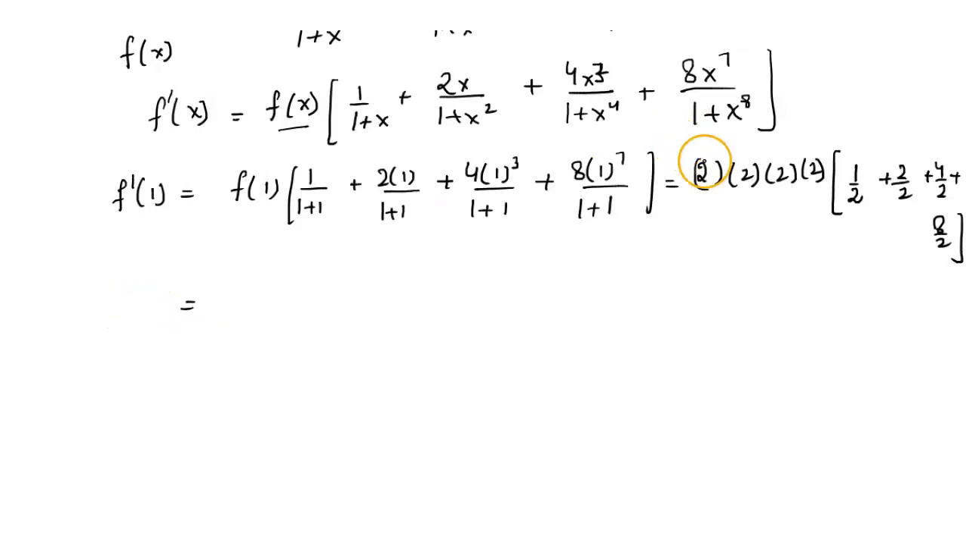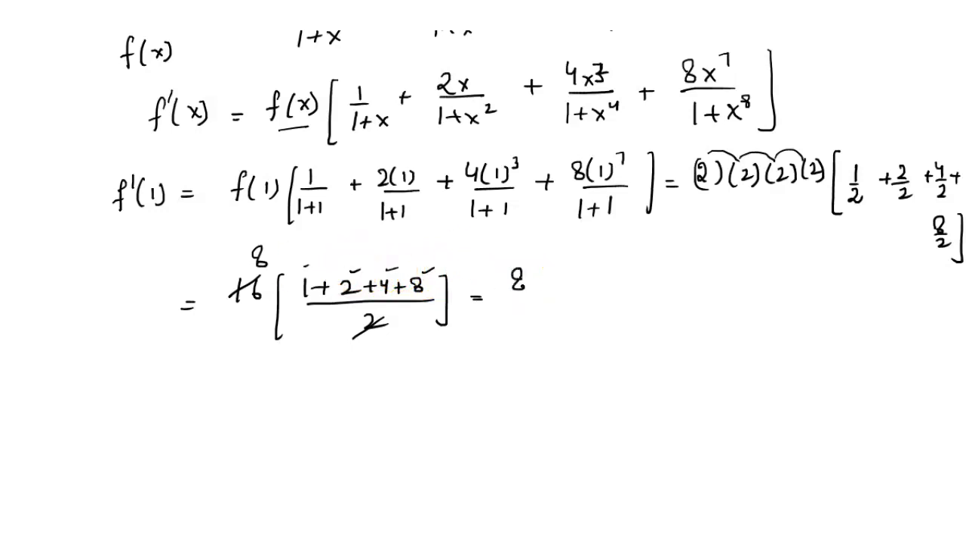Further simplify it. Then here 2 to the 4, 4 to the 8, 8 to the 16, multiplied with, taking 2 as the LCM denominator, 1 plus 2 plus 4 plus 8 divided by 2. Which equals 8 multiplied with 15, since 1 plus 2 plus 4 plus 8 is 15. When we multiply this, it will be 120. So your answer is f dash of 1 equals 120.